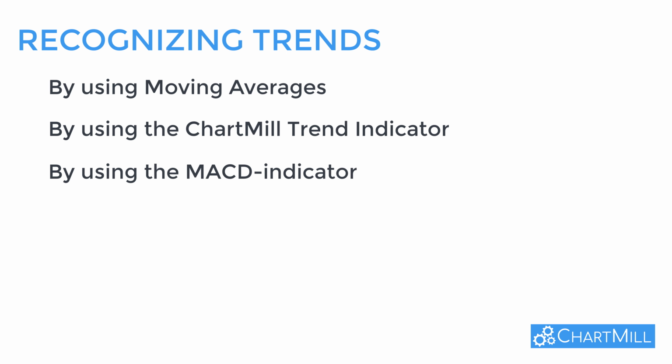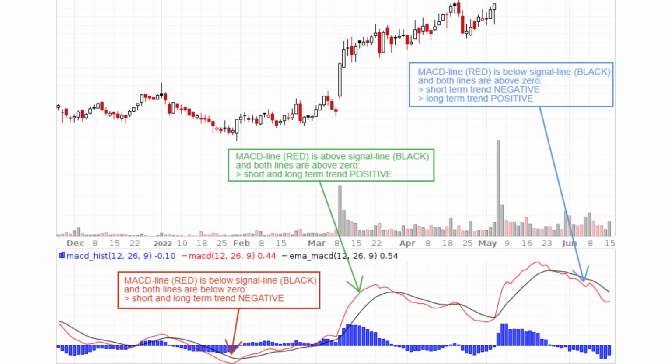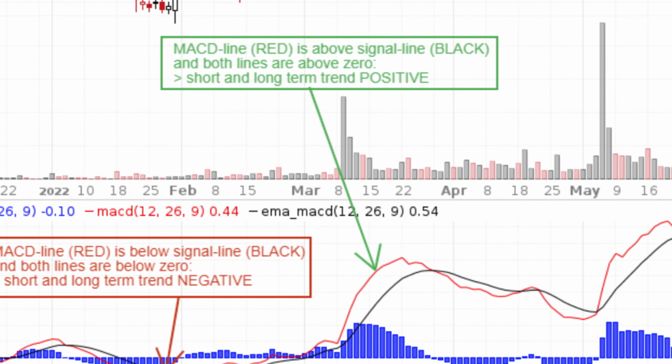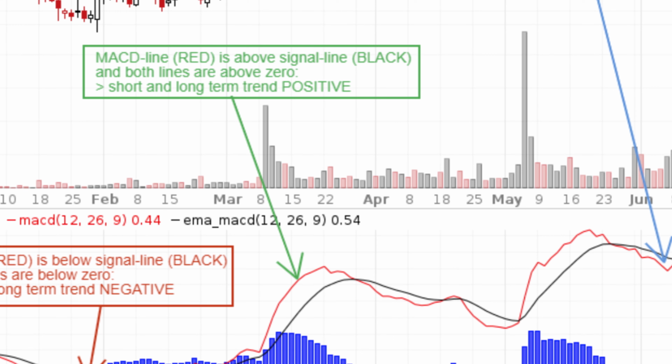Specific technical indicators can also be used to determine the trend of a stock. Let's take a look at the moving average convergence divergence indicator. For determining the short to medium term trend, if the MACD, the red line, is below the signal line, the black line, the trend is down, and if the MACD is above the signal line, the short-term trend is bullish.